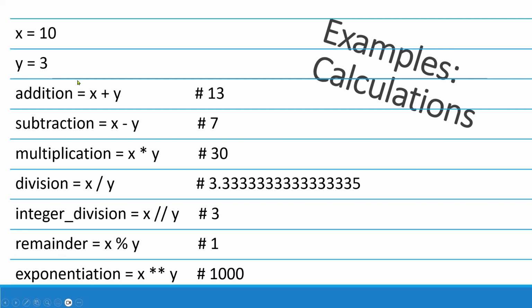Remainder will be x, which is 10, percent y, which is 3. So 10 percent 3 will give me a remainder of 1. It's taking, for example, 10 divided by 3, and asking what the remainder is. The remainder will be 1. So when we do x percent y, it'll give us the remainder of 1 in our output. Exponentiation: x has the value of 10, and with a double asterisk, y has the value of 3. So 10 to the third power will give me the result of 1,000.